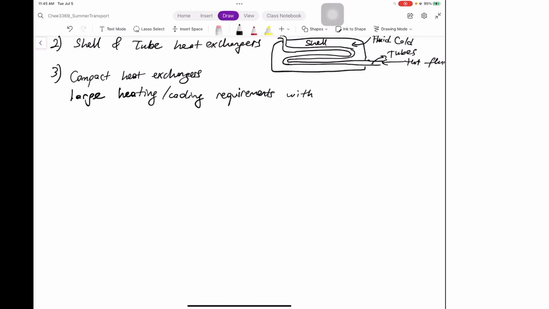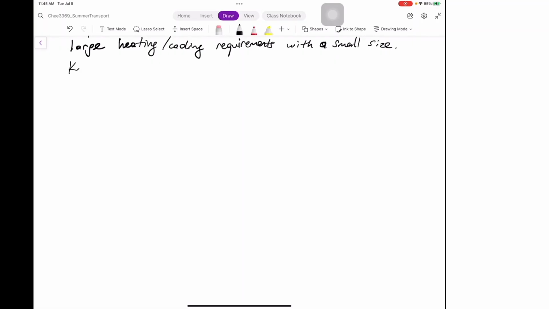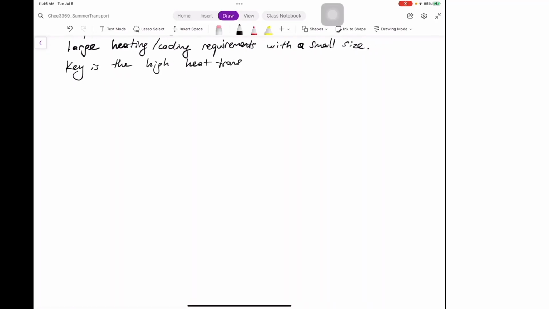With a small size. The key is the high heat transfer surface area per unit volume. Or, in other words, surface area density, you can call it.